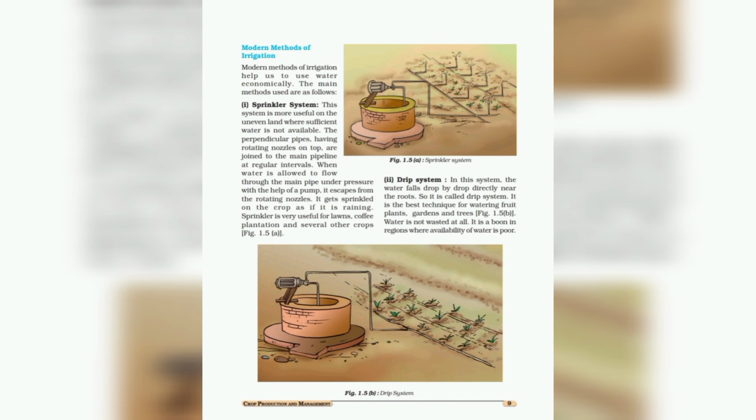It is the best technique for watering fruit plants, gardens and trees, and so water is not wasted at all. It is a boon in regions where availability of water is poor. So students, this is all about the irrigation methods, the modern methods of irrigation.